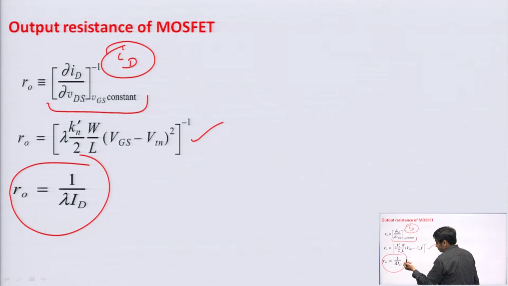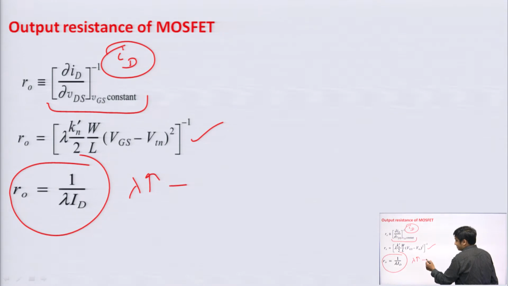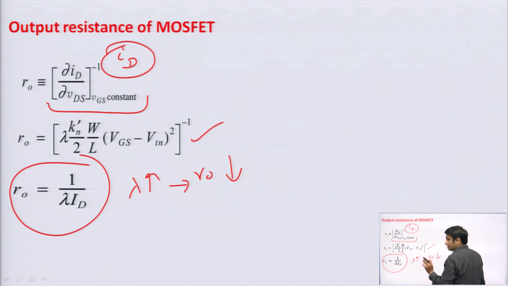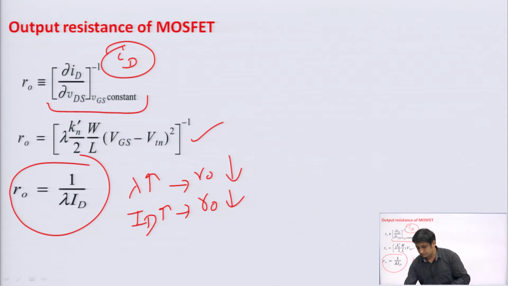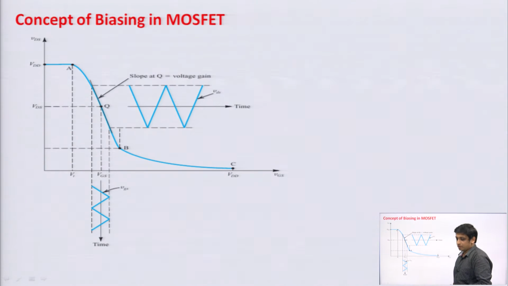Here you can see that if your channel length modulation parameter increases, then the output resistance of the MOSFET will decrease. Similarly, if your drain current increases, then also the output resistance decreases. These are very basic concepts and they will help you in future when you design circuits using MOSFET.